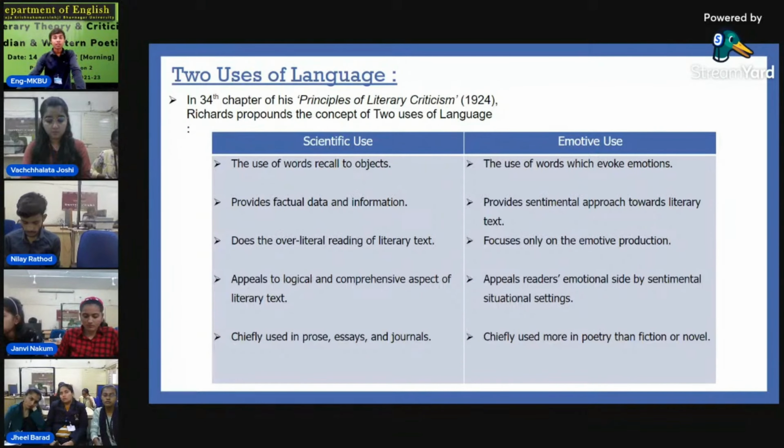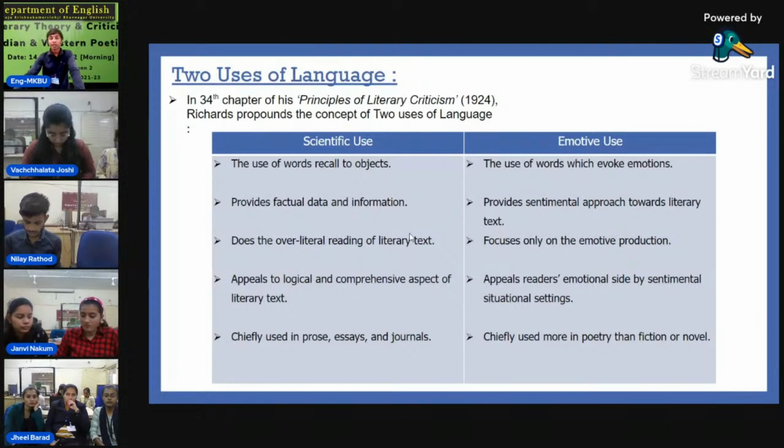So what is there in scientific use? The use of words to refer to objects. So it is factual data. If you want to provide factual data or some kind of reference, then you use the scientific use of words or language. And what is there in emotive use? The use of words which evoke emotions. Whatever phrases, words or any kind of figures are used to evoke emotions in the reader's or listener's psyche, it is called the emotive use of language. So it is the basic thing in the use of any language.